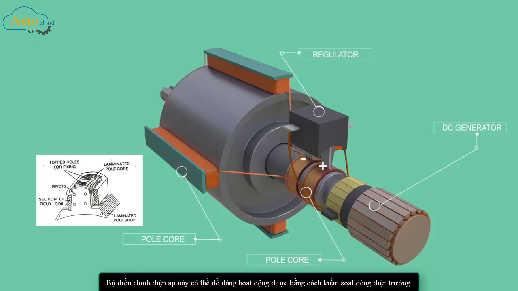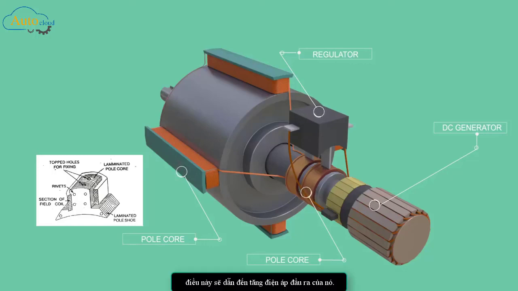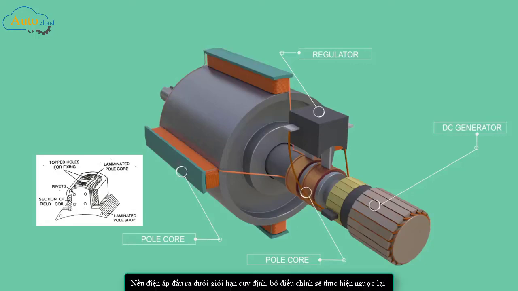Voltage regulation can be easily achieved by controlling the field current. If terminal voltage is below the desired limit, a regulator increases the field current. This will result with increase in terminal voltage. If terminal voltage is above the specified limit, the reverse is done.